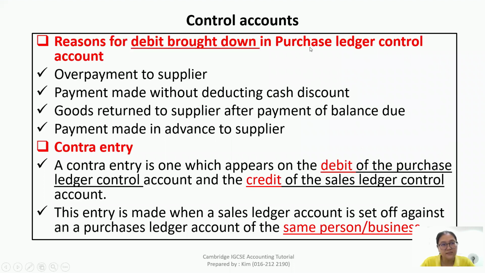In theory questions, sometimes they will ask why in our purchases ledger control account, which by right should record the supplier's balance brought down on the credit side, there is sometimes a small amount on the debit side. The reason is sometimes we overpay the supplier, or we make payment without deducting the cash discount.